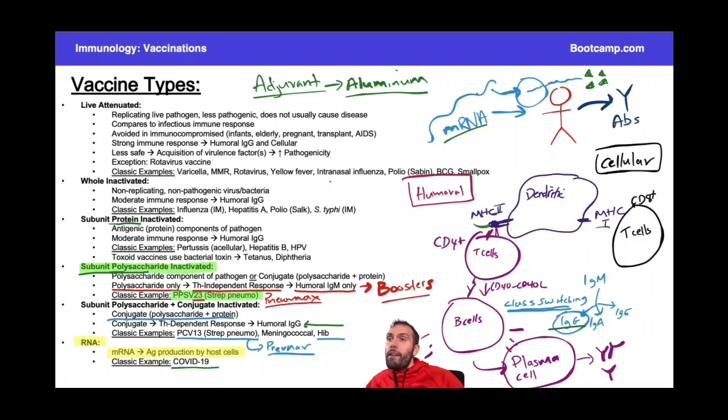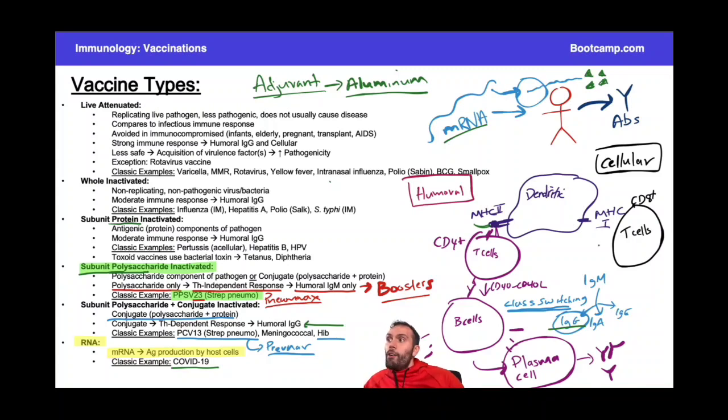And I always just go back to the simple pathway. If you're ever in doubt, right, is it a protein? If it's a protein, you know it's going to go on MHC2, right? If it's not a protein, it's not going to go on MHC2. If it doesn't go on MHC2, you're not going to get class switching, right? That's the concept. If it's live and it's infecting cells, you're also going to get a cellular response. Because if this dendritic cell gets infected, CD8 positive T cells will also be activated. So that's the concept. Remember which vaccine goes where.